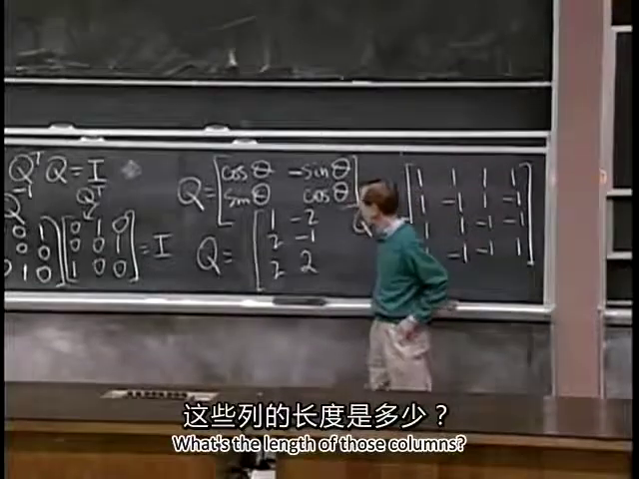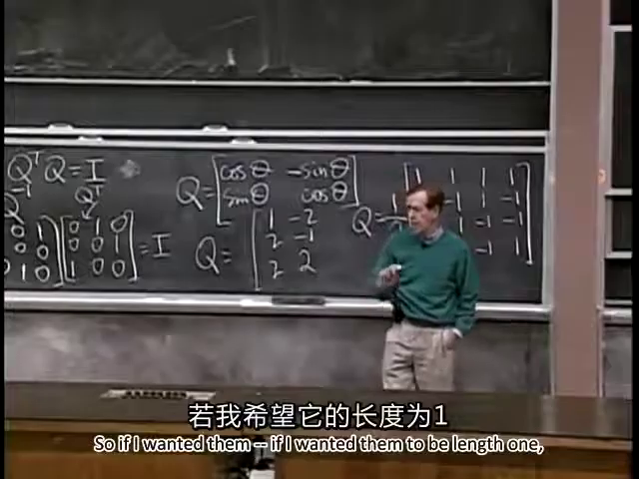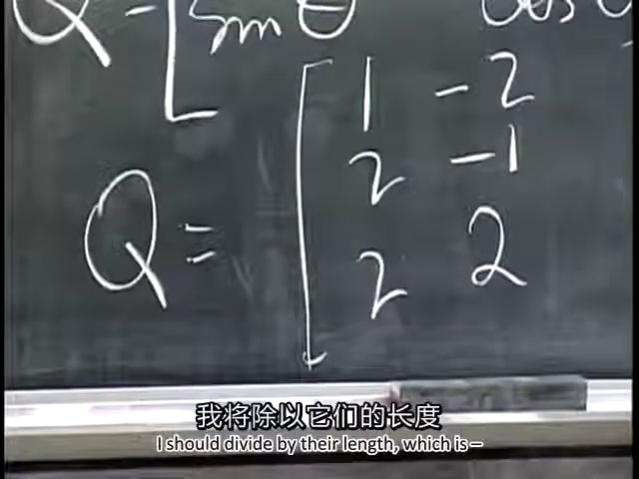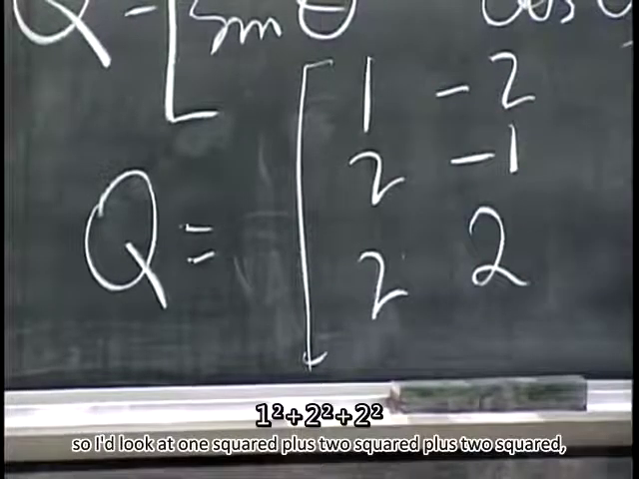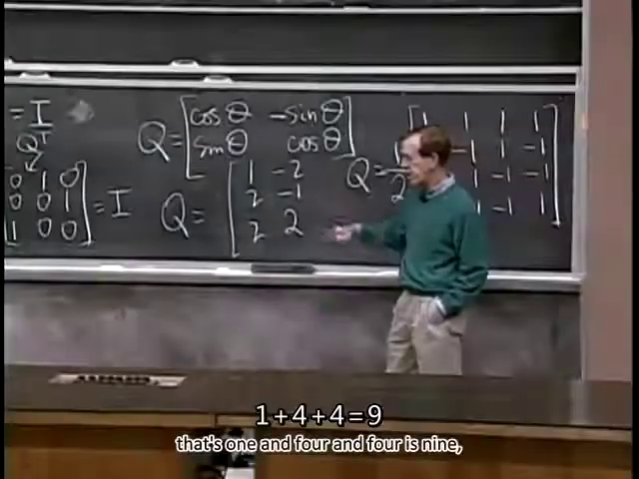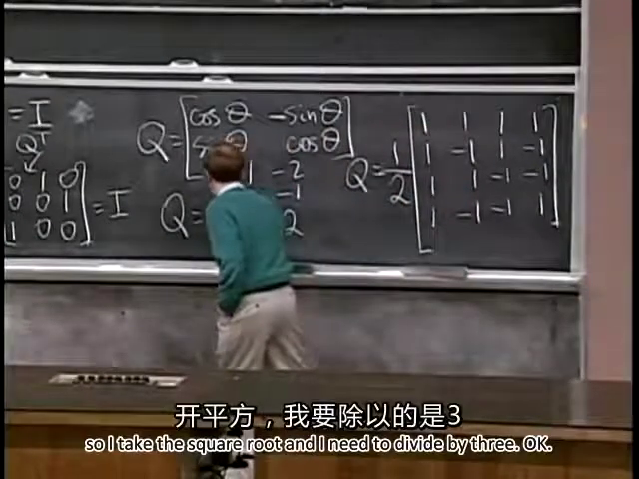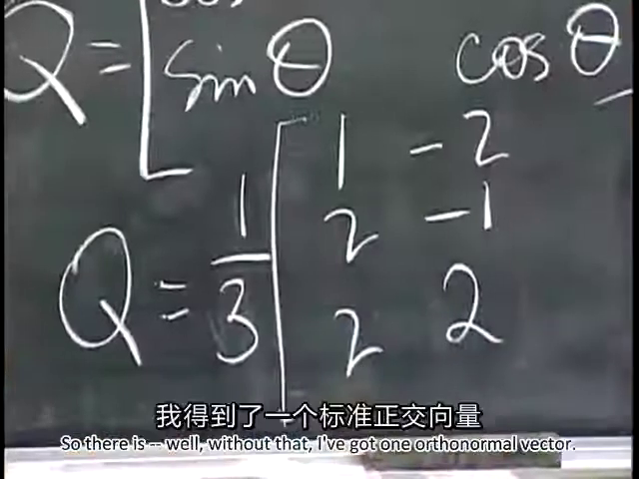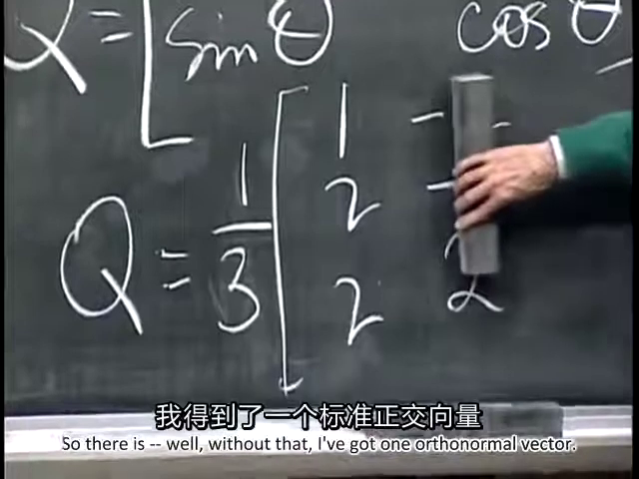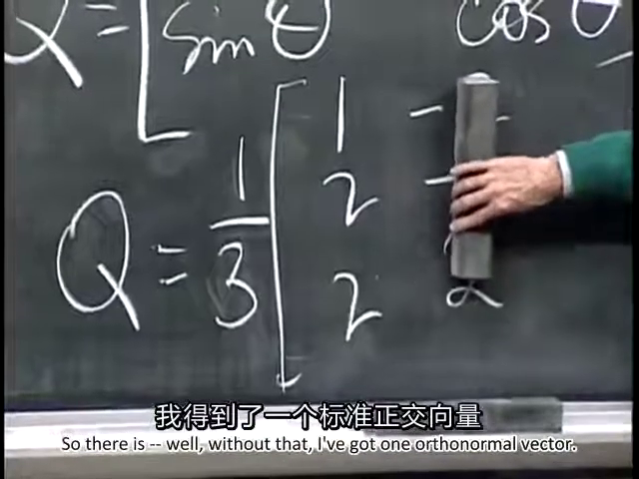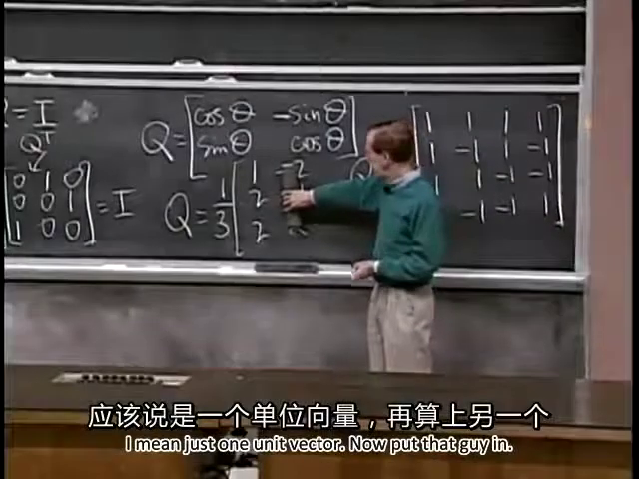What's the length of those columns? So if I wanted them to be length 1, I should divide by their length, so I'd look at 1 squared plus 2 squared plus 2 squared. That's 1 and 4 and 4 is 9. So I take the square root and I need to divide by 3. Okay, so without that, I've got one orthonormal vector. I mean, just one unit vector.